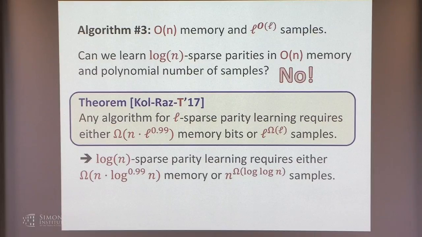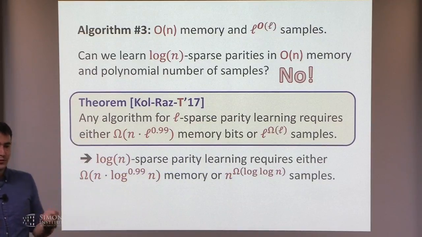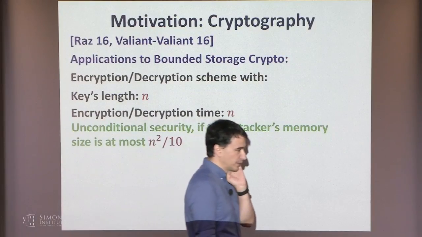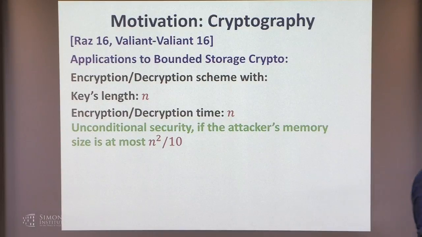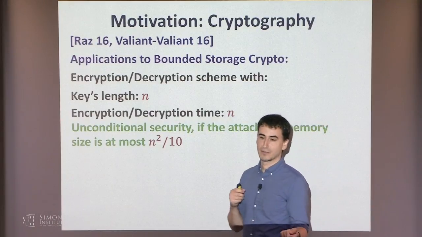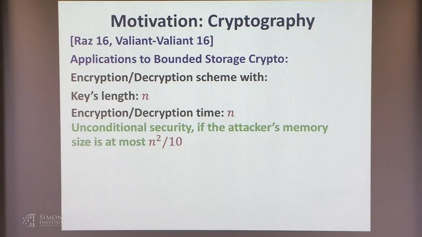Before going into the proof, I want to mention some of the motivations and applications of this result. We started with the motivation of learning, so I will not repeat it. Another motivation comes from cryptography. The application is to bounded storage cryptography. Based on this result, you can come up with a very simple scheme that allows Alice and Bob to encrypt and decrypt messages.